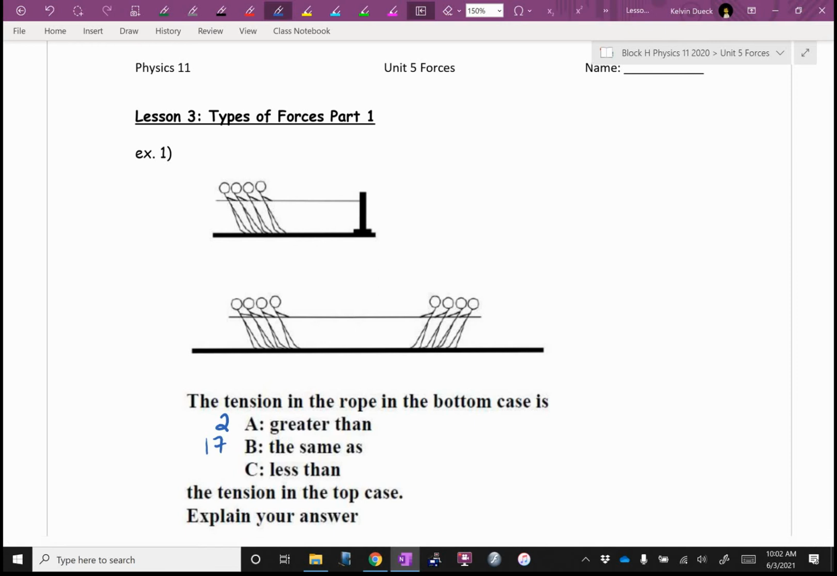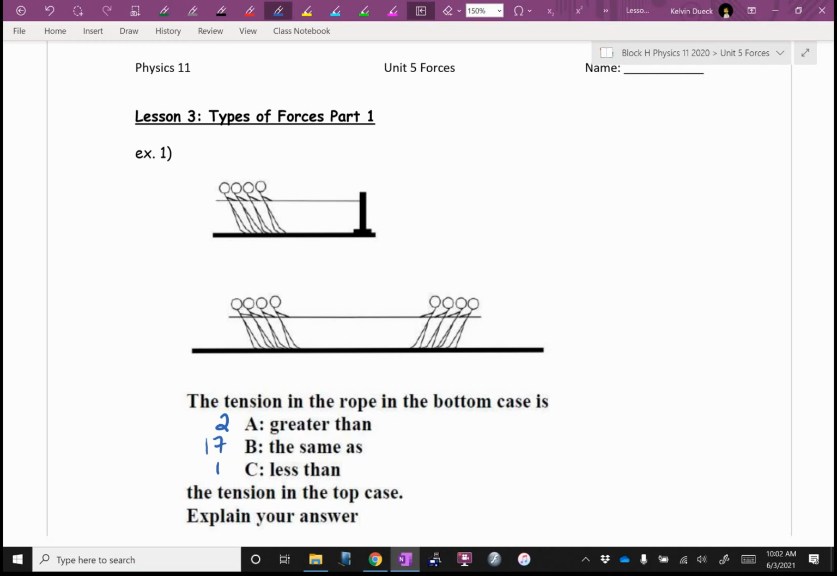Convince me. Matt. When you're pulling against whatever it's attached to, it's going to do the exact opposite. Like if you pull one way, it's going to pull.